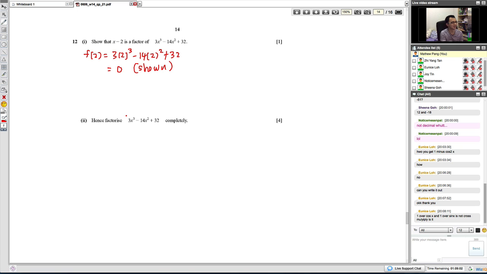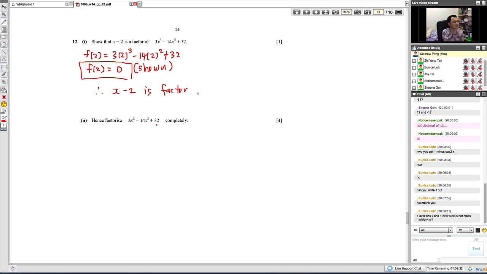Never mind, just calculate. 3 times 8 is 24 minus 14 times 4 plus 32. Yes, it's 0. Because if you can show f(2) equals 0, that means x minus 2 is a factor. This is a very common way. Or if you're scared you will lose marks, you just write, and therefore x minus 2 is a factor. But I don't think it's necessary. You just show this one because this is very standard in the factor theorem chapter.